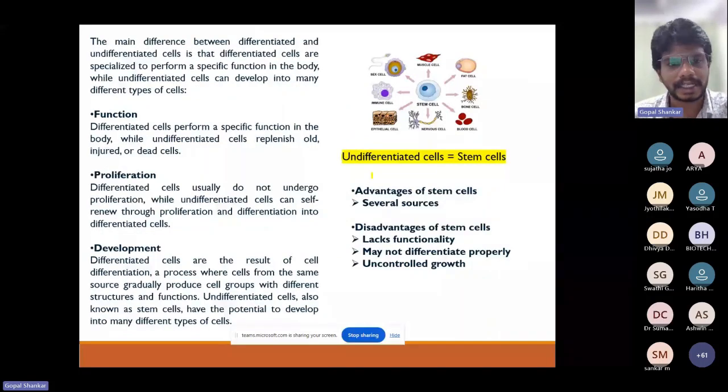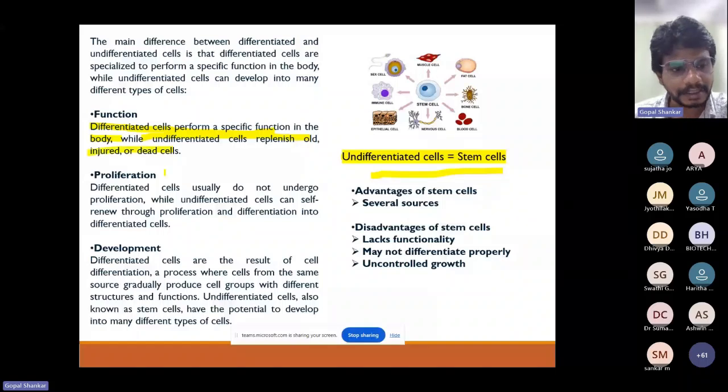So any cells which are undifferentiated, which means they do not have any specialized function, you call them stem cells. So the differentiated cells have specific functions, whereas the undifferentiated cells do not have functions. So the differentiated cells can perform a function in the body, while the undifferentiated cells will help in replenishing your old or injured dead cells.